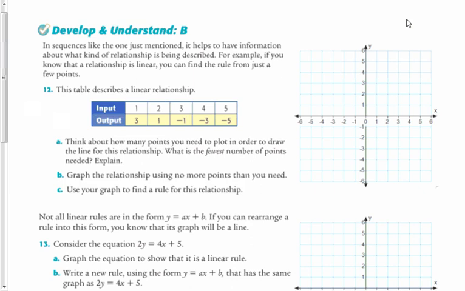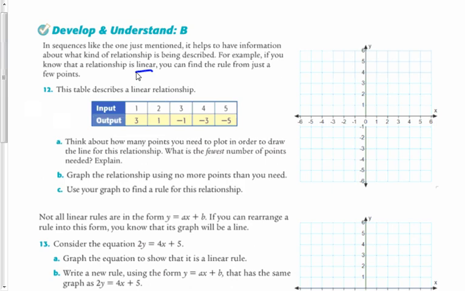So I think this one best represents what we're trying to learn here. In sequences like the one just mentioned, it helps to have information about what kind of relationship is being described. For example, if you know the relationship is linear, you can find the rule just from a few points. So we're going to discuss that here. So here we have a linear relationship.